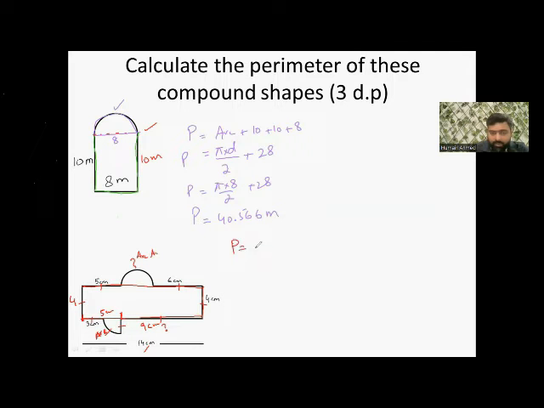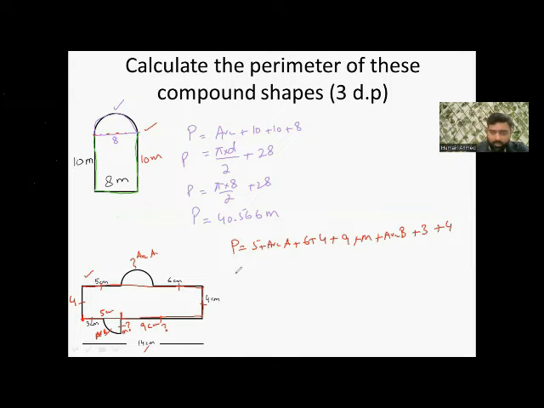Perimeter for this shape will be 5, I'm starting from this point, 5 plus arc A plus 6 plus 4 plus 9 plus this length. I'm just naming it as M now because we need to discuss this part. So plus M plus arc B plus 3 plus 4. These are the complete sides of this shape whose perimeter we have to calculate.